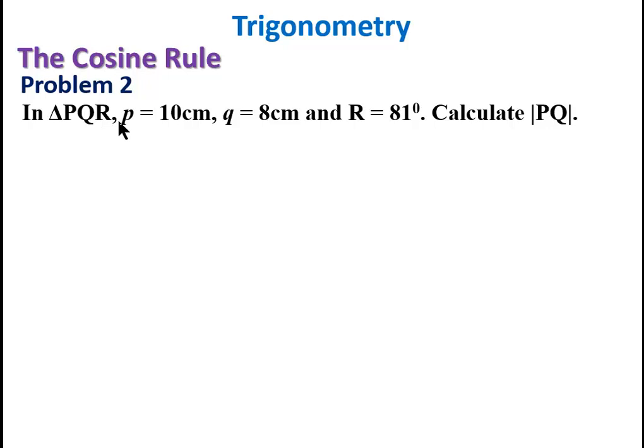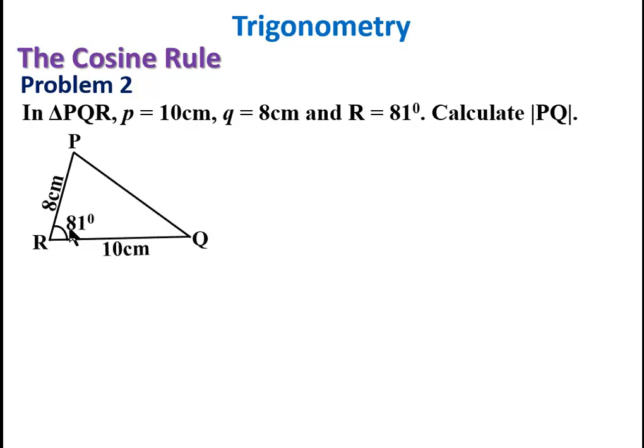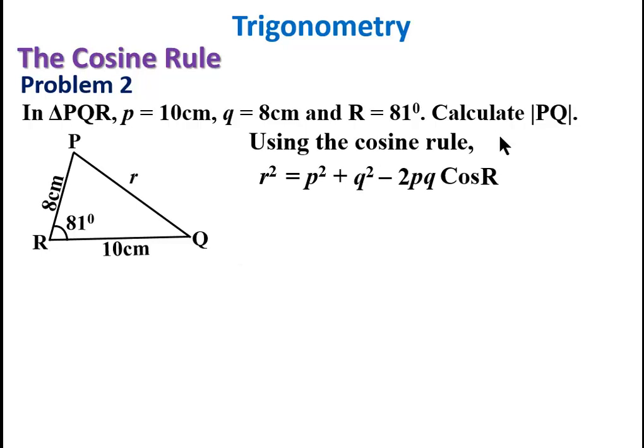In triangle PQR, P is 10 centimeters, Q is 8 centimeters, and R is 81 degrees. We have to calculate PQ. So we sketch the triangle. Sketching the triangle, R is 81 degrees. Side Q is 8 centimeters. P is 10 centimeters. So we are to calculate PQ, meaning we are calculating R. So using the cosine rule, R squared is P squared plus Q squared minus 2PQ cos R.